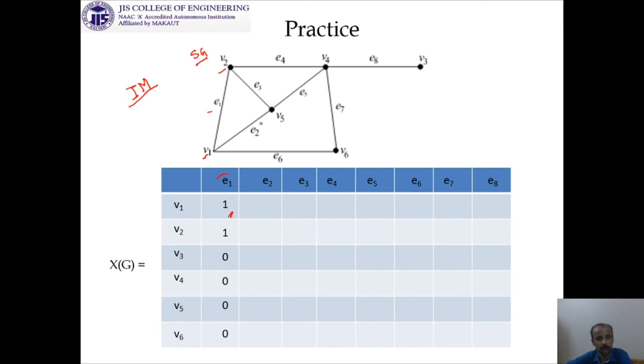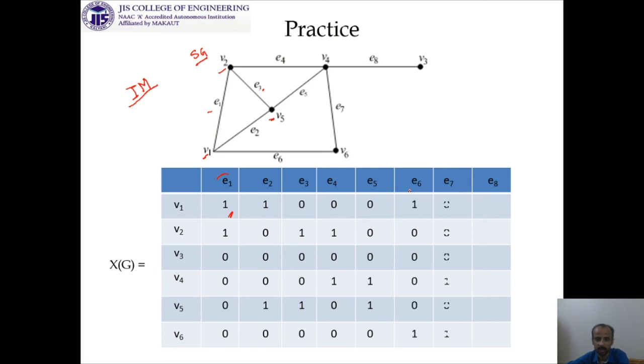Now go for E2, and E2 has the incidence property for V1 and V5. So write 1 for V1 and V5 over here. The remaining are 0. For E3, you go there and you will get V2 and V5, so V2 and V5 are 1 and the others are all 0. In this manner, you can write the entries of E4, then E5, E6, E7, and finally E8. Your construction of the incidence matrix for this given graph is done. Now for verification purposes, you can take the degree of V1, which is 3, and if you sum the row, it is 3.